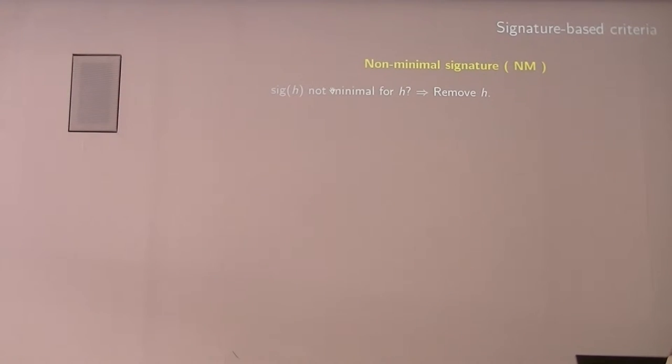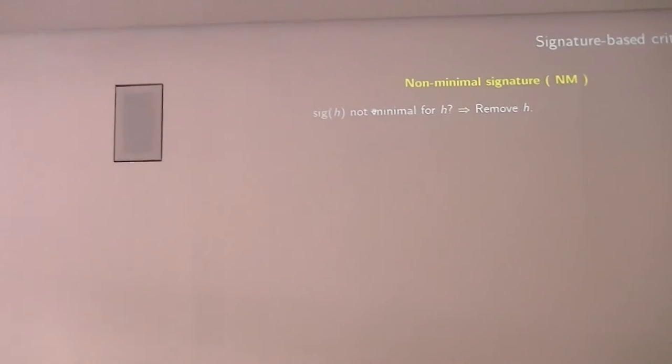Okay. So now we have the general idea of why this works. Now the question is how we can tell when a signature is not minimal. How can we check when to discard an S polynomial? Here we have two main criteria. The one is the non-minimal signature criterion, or the F5 criterion, or Faugère's criterion. In the generic version it says that if the signature of H is not minimal, then we can remove it.